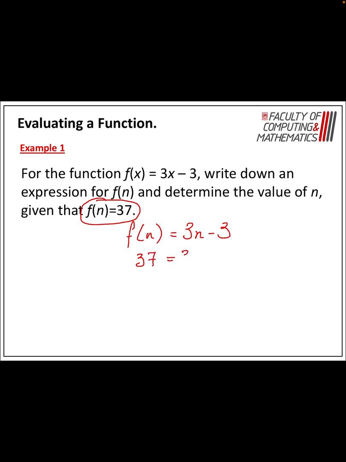So this time, like I said, instead of substituting in for n, we're going to substitute in the value of the whole function is equal to 37. And then just like we did last time, we're going to evaluate it. So we would then balance the equation and then divide by the 3. Okay, and there is nothing wrong with just leaving it as a top-heavy fraction.